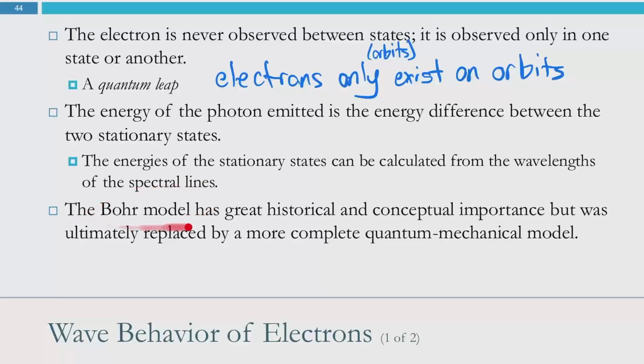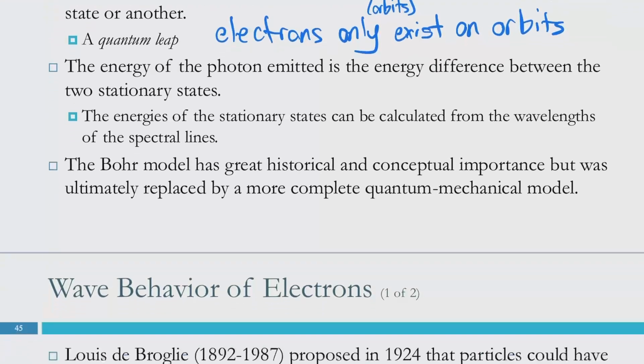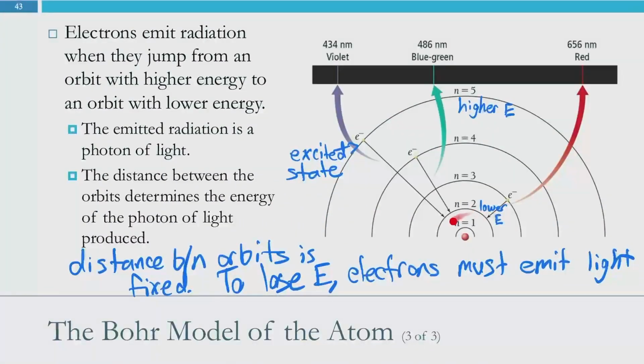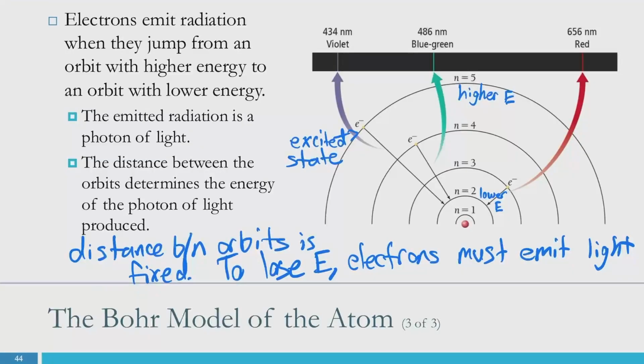So the Bohr model is great. It's got some conceptual importance, but it was replaced by the more complete quantum mechanical model, which we'll be talking about next. I am still going to reference back because these orbits are really nice. I think they're easy to think about. I'm assuming that they're easier to think about for us than what we're going to talk about with quantum mechanics. So I'll often refer back to these orbit levels as a way of connecting us with the quantum mechanical model.